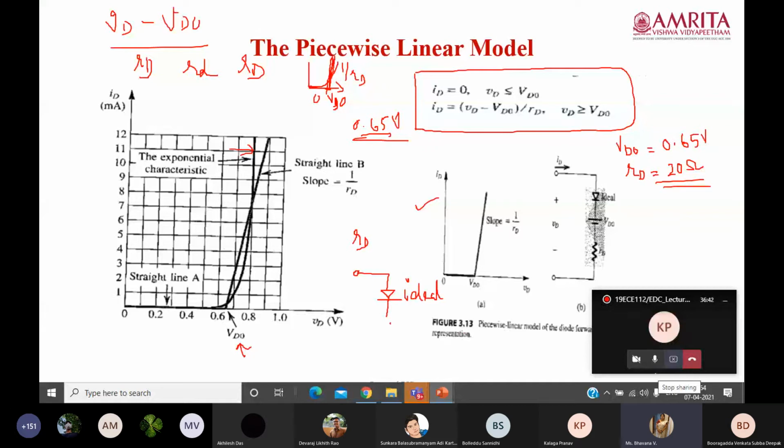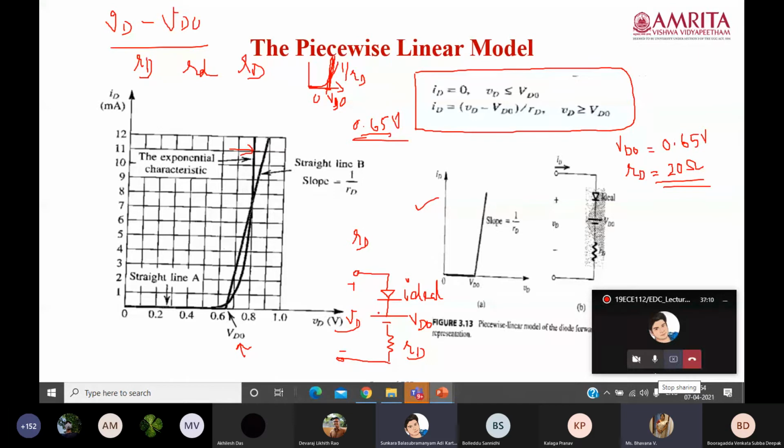Okay. So that VD naught, how will you represent? VD naught can be represented using a battery and RD a resistance. So this will be RD and this will be VD naught. This will be the equivalent circuit of the piecewise linear model. And the entire thing will give you the diode voltage VD. Is it clear for you?